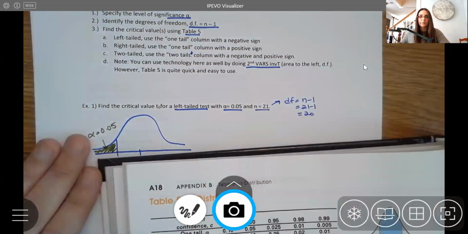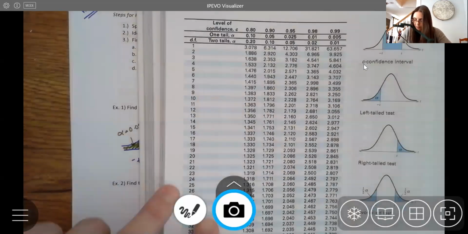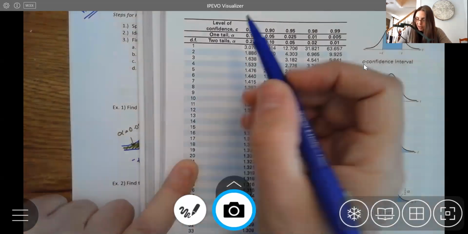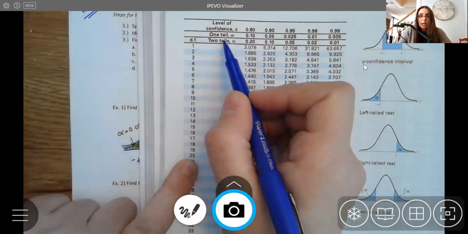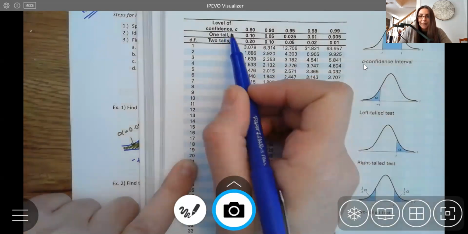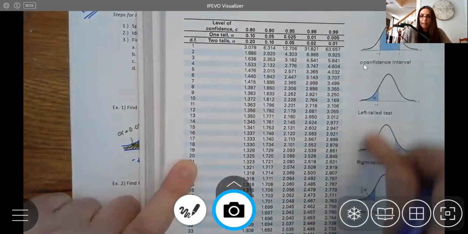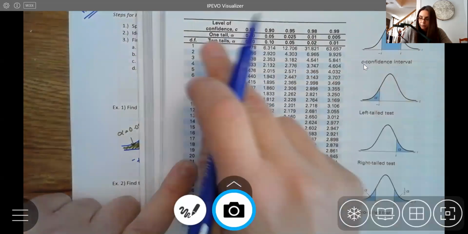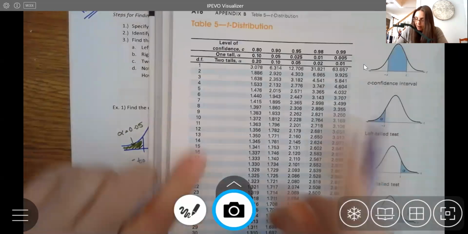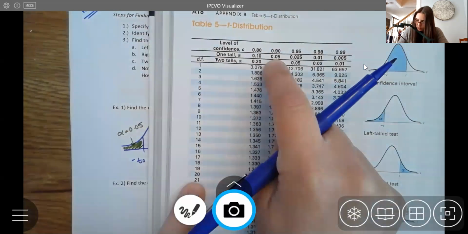So I'm going to scale up just a little bit here. The degrees of freedom for 20, so right here, right? But we want to keep in mind, see how you have level of confidence, 1 tail, 2 tail. In the chapter 6 stuff, we use level of confidence. Here, you're going to use one of the others. I'm going to use 1 tail because my alpha is in just 1 tail. And you can actually see the pictures here, right? My alpha looks like this. So I'm going to use the 1 tail. My alpha value was 0.05. So one tail, there's the 0.05. And then I'm going to go down to the correct degrees of freedom, which is 20 here.